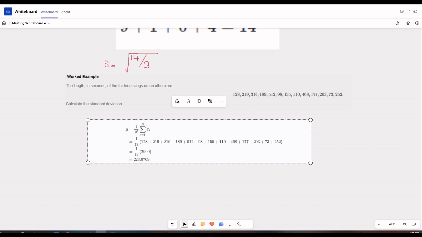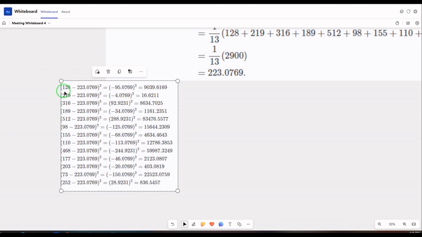223 something. Okay, now the next step, right, is to calculate the deviation from the mean, and then raising it to the power 2. So as you can see here, I had 13 different data points. For each data point, I subtracted it from the mean. Then the answer is raised to the power 2. So I calculated all of these values. The next step is simply adding all these values together and then dividing it by 12.